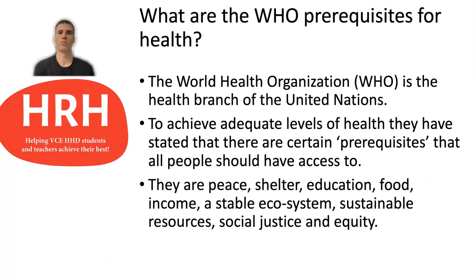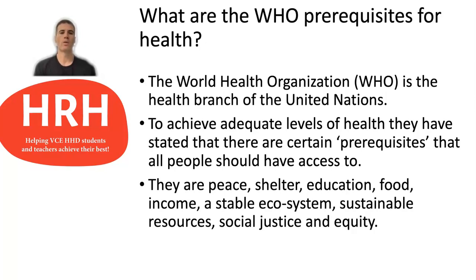So we're focusing on the WHO prerequisites for health. You may be aware the WHO, or the World Health Organization, is the health branch of the United Nations. They've stated that there are certain prerequisites, and you probably know that prerequisite means you need something for something else to happen, that people should have access to achieve adequate levels of health. Those prerequisites are peace, shelter, education, food, income, a stable ecosystem, sustainable resources, social justice, and equity.